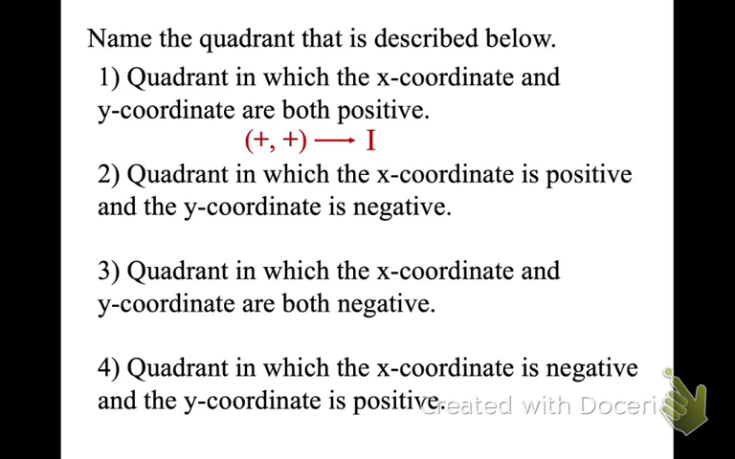Okay, the quadrant in which the x-coordinate is positive and the y-coordinate is negative. So if I'm doing that, going here, I'm going positive, and then go down, and I'm in quadrant 4. Try the next 2 on your own. Now let's check our work.